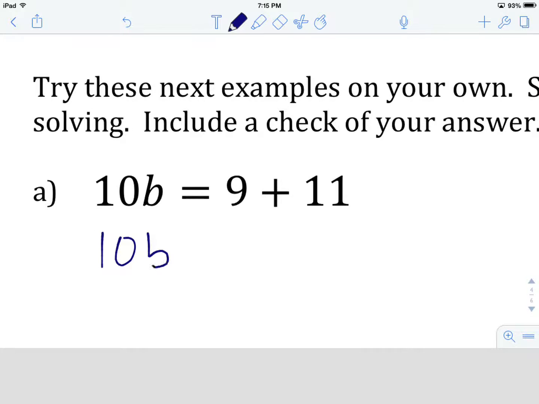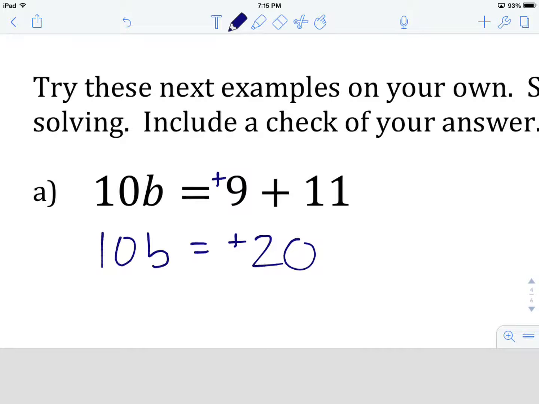We have a 9 plus 11. If we were going to simplify that, that's just two integers. Let's say, again, we didn't write it in, but that is a positive 9 plus a positive 11. That is going to give us a positive 20 on the right side of our equation. So that's as simple as we can get it.